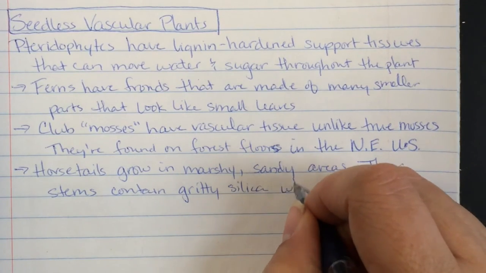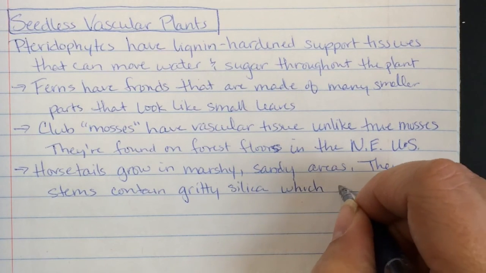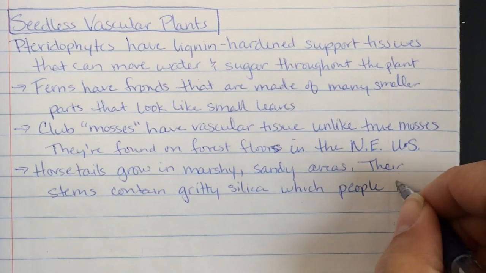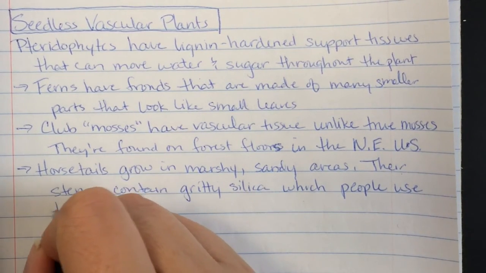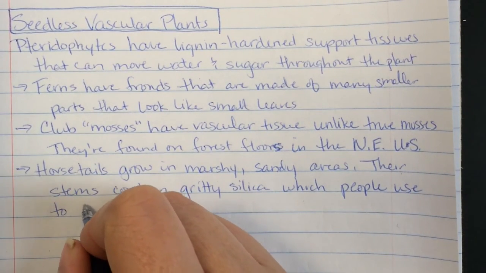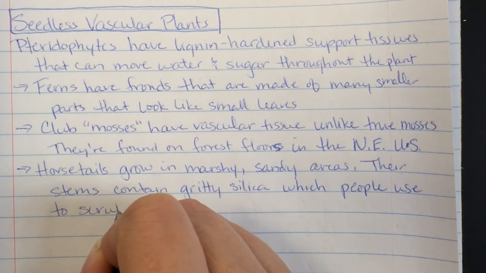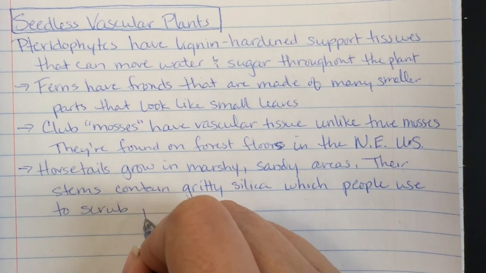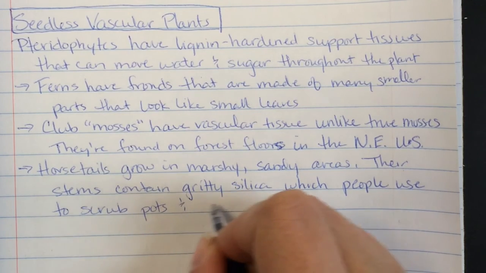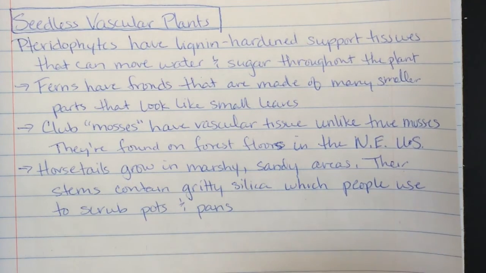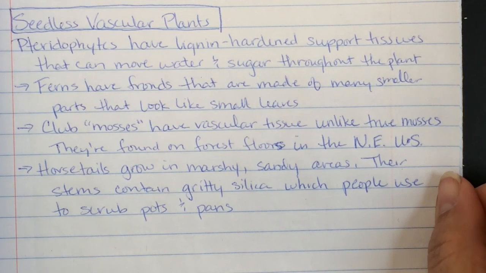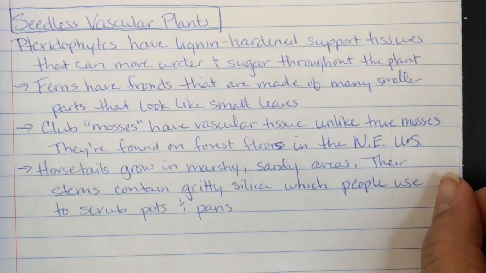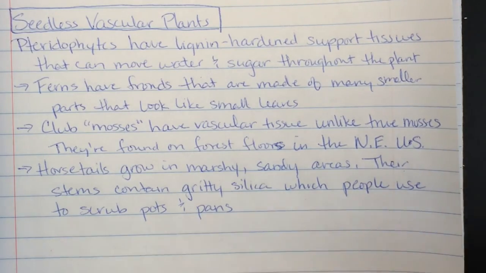And so people use or used to use this to scrub their pots and pans. Since it's really gritty, it's really tough, it's a great scrubber. And so it's a natural Brillo pad. Horsetails were really great for that. I don't know how many people still do it, but hey, it works.